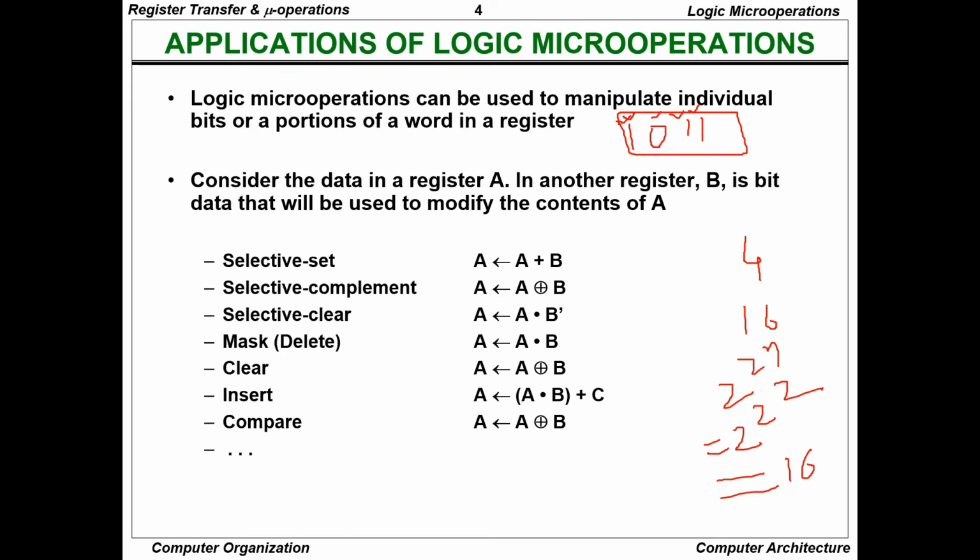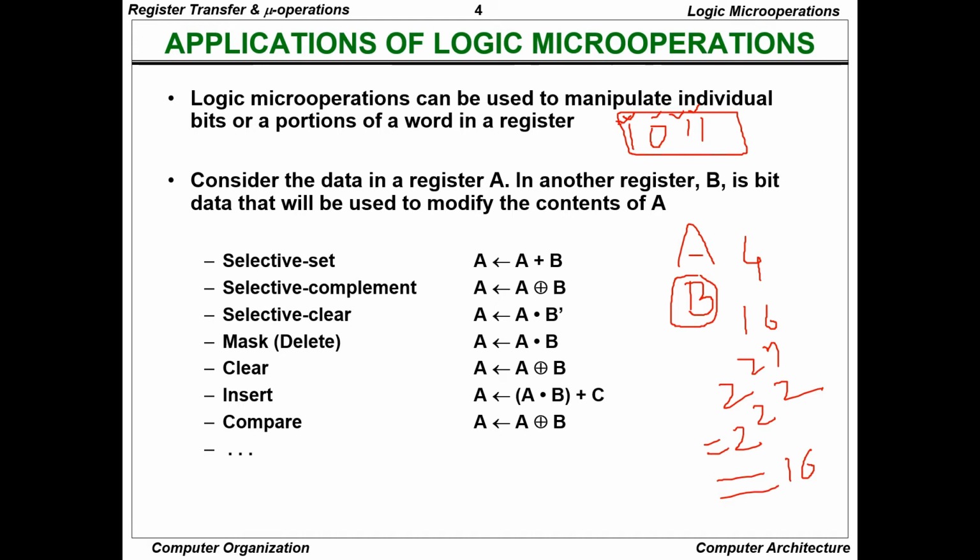For example, consider the data in a register A. In another register B is the data that will be used to modify the contents of A. So what's the concept here? First let us assume that we have data in register A. A has some data, and in another register B is the bit data that will be used to modify the contents of A. That means B contains the data which is the modification of A. That is what our application is all about.